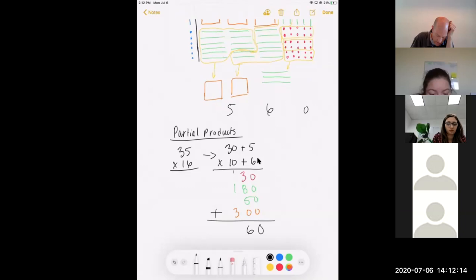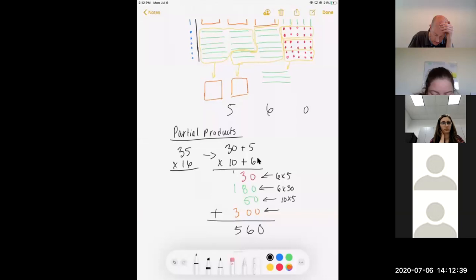And that is 1 and 1 makes 2, so it's 5. So here's where our 560 comes from. Okay. So this one right here is going to be from my 6 times 5. This one right here is going to be from my 6 times 30. This one is going to be from my 10 times 5. This one is going to be from my 10 times 30.